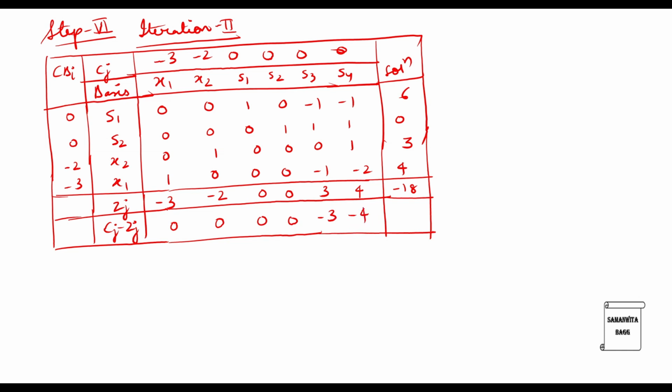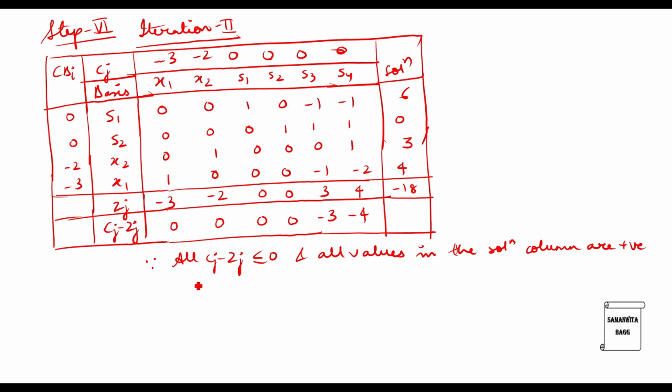Now you can observe that all the values in the solution column are positive. So I'll write down, since all Cj minus Zj are less than or equal to 0, which is the condition required for a maximization type of problem, and all values in the solution column are positive, therefore optimality is reached. And the solution is also feasible.